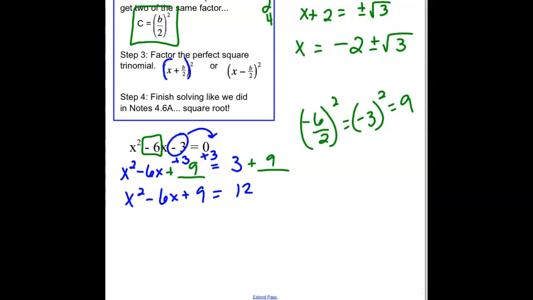So it does factor nicely into two identical pieces. It's always going to go back to x and then whatever sign we had here and half of our 6, so our 3. Again, it's always going to go back to that b divided by 2 number. And now we can square root both sides.